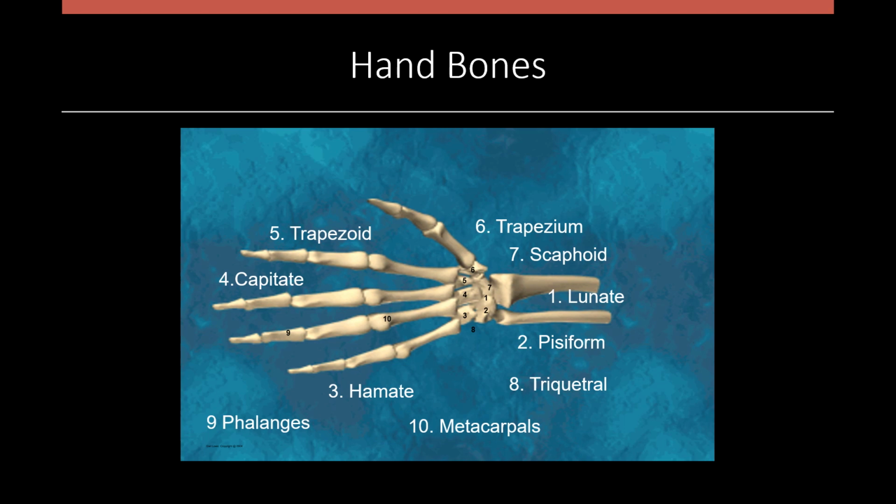Our fingers are known as phalanges, and we have 14 bones that make up the phalanges. So 3 in each finger and 2 on the thumb. Each bone and joint, knuckle, is a hinge joint, except for the thumb, which is known as saddle. It's a saddle joint because it moves, it's not just a hinge, it moves in a lot of different ways. So we have 14 phalanges, 5 metacarpals, and 8 carpals.